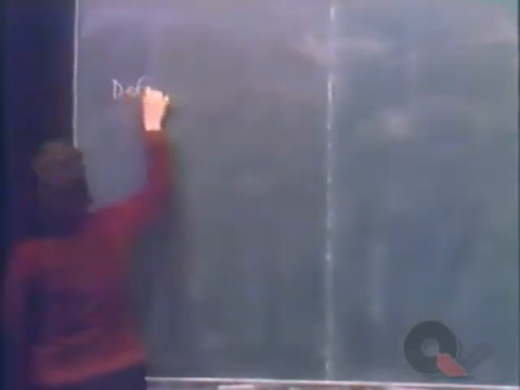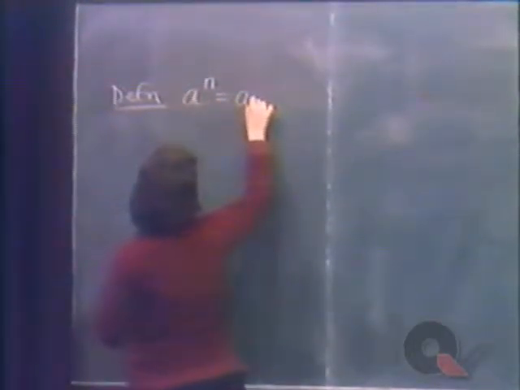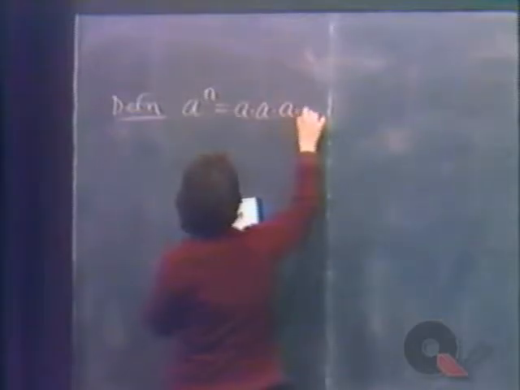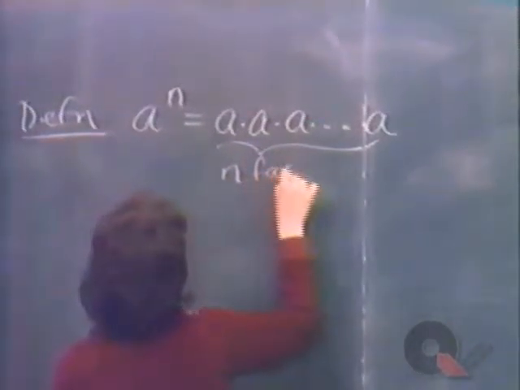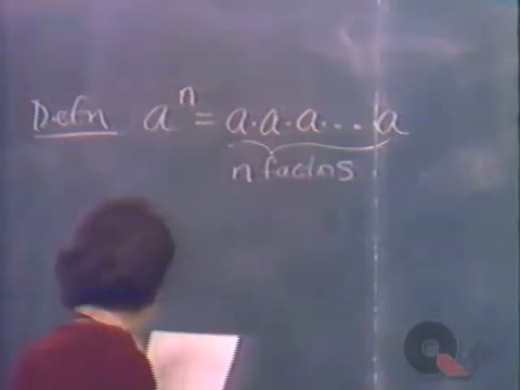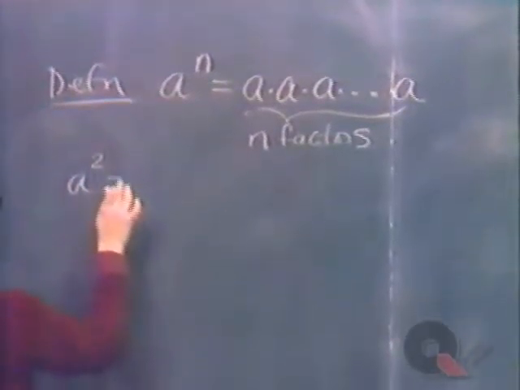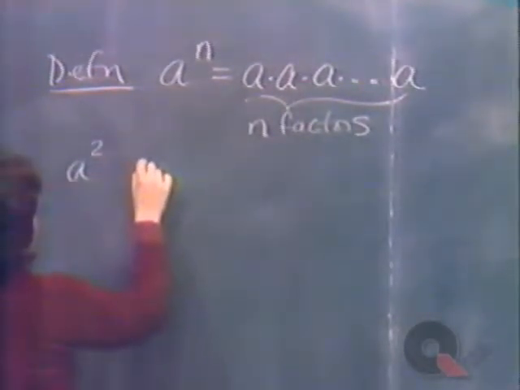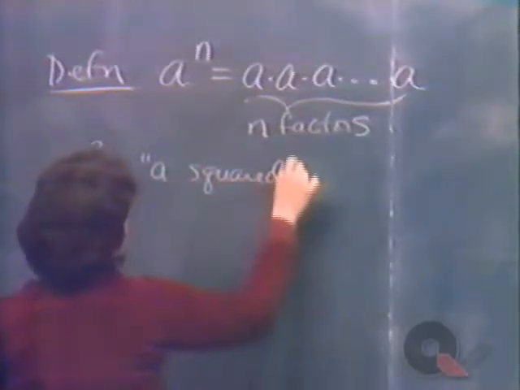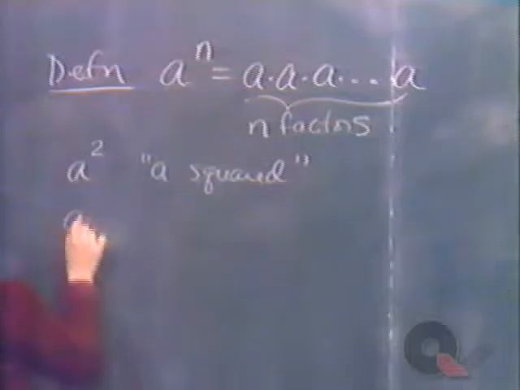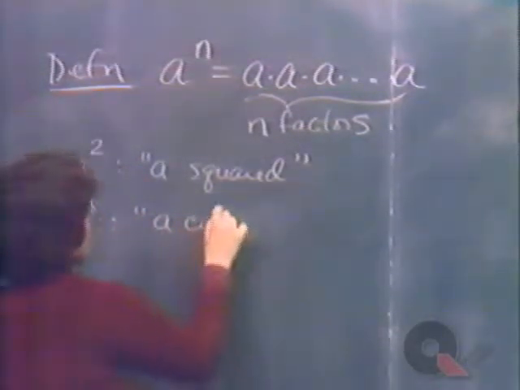Definition of a to the nth power. By this I mean a times itself n times. There are n factors of a. A to the second power is read a squared. And a to the third power is read a cubed.